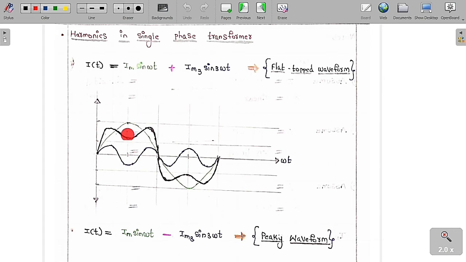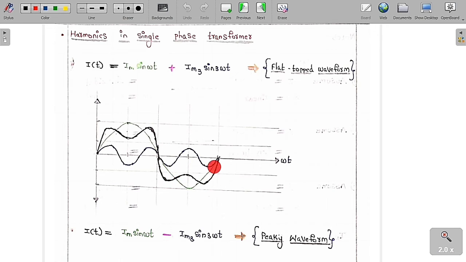You can see clearly here one is positive, here one is negative, which means the overall value will decrease here. Similarly here, one is negative and one is positive, so again it will decrease. So this is the graph we are going to get. This is the resultant i of t, the summation of Im sin omega t plus Im3 sin 3 omega t. This graph is called a flat topped waveform. Flat topped waveform is the waveform we get.